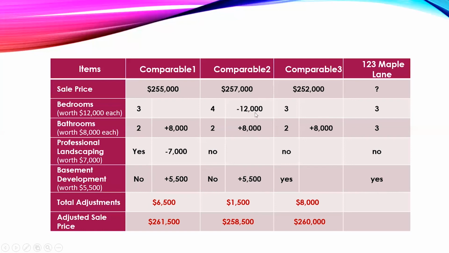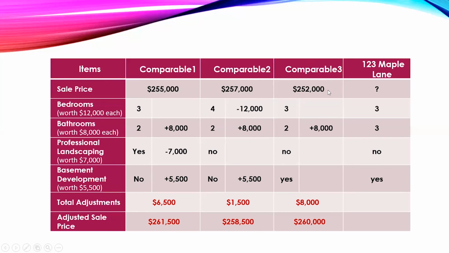All right, so in total, we have negative for the bedroom, positive for the bathroom, as well as positive for the basement development. Altogether, we only make an adjustment of $1,500 to the sale price. So $257,000 plus $1,500 will give us $258,500. Okay, moving on to comparable number 3.